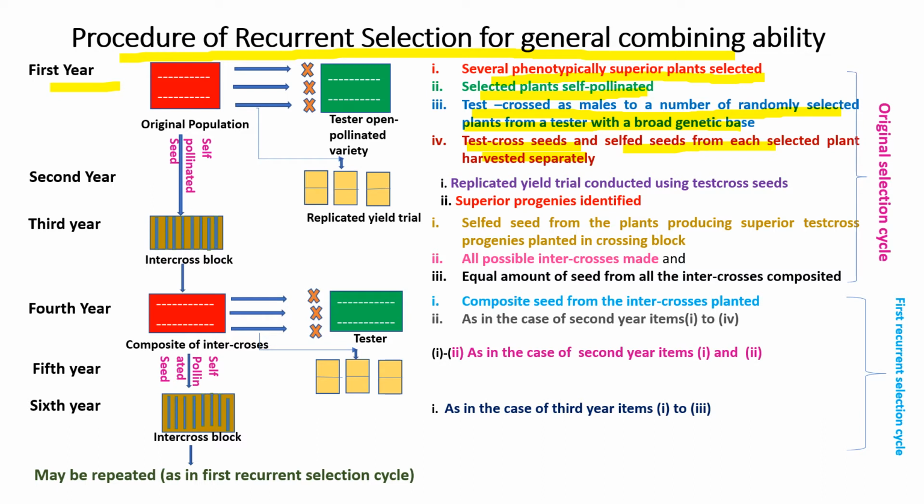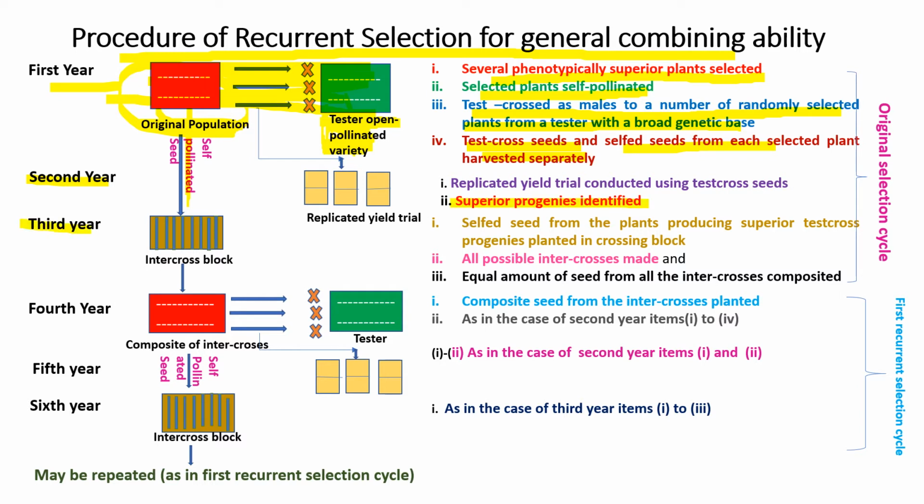So in first year, we take the original population, and we do self cross in it, and we also cross it with tester variety. Tester plants are open pollinated variety, and now the seeds are collected separately. In second year, we only replicate the tester. Replicated yield trials are conducted using test cross seed, and superior progeny are identified.